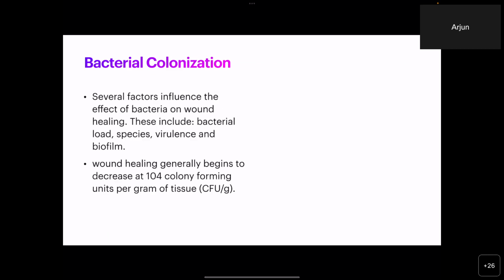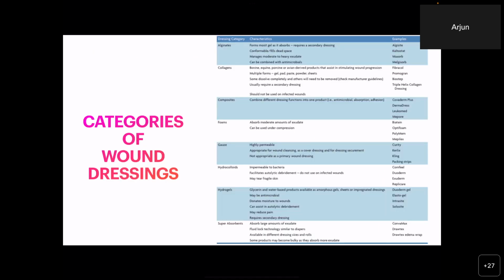Several factors influence the effect of bacteria on wound healing. These include the bacterial load, bacterial species, virulence, and the biofilm. Wound healing generally begins to decrease at 10^4 colony forming units per gram of tissue.